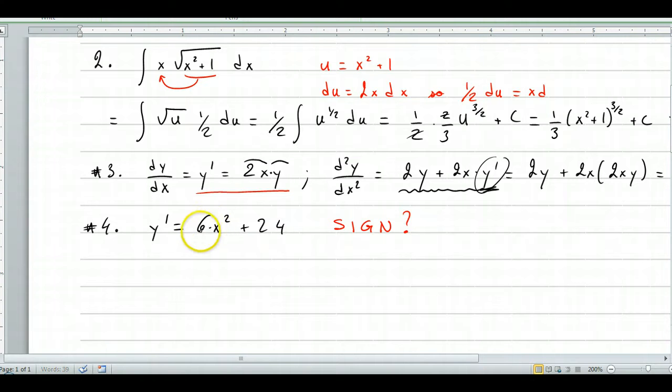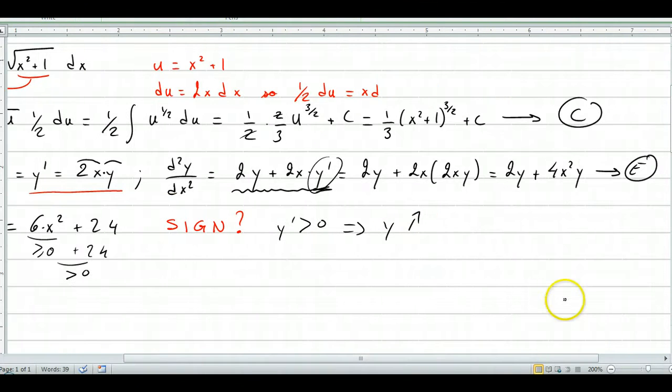You take a square, you multiply by 6, so this is positive or equal to 0, and then you add 24. So in the end you get something strictly above 0, right? For sure. So y prime is strictly above 0. That means y is always increasing, okay? And that's A.